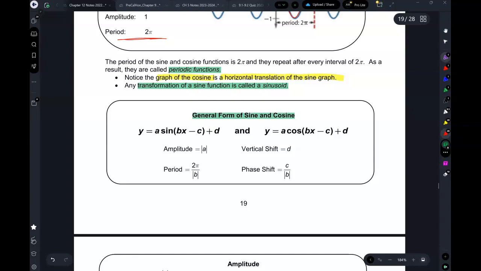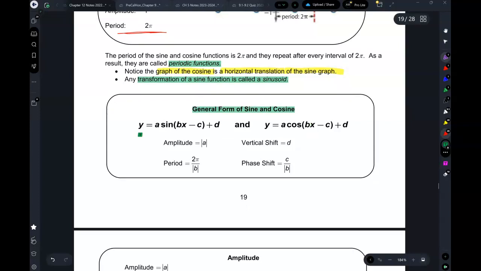Standard form of sine and cosine, or general form rather. So here we go. This is it in all its glory. y equals a sine(bx minus c) plus d. Okay, so x and y are the variables. The rest of these, the a, the b, the c, the d, are all constants that have a purpose in this function, just like we saw in parabolas, right? Like plus h, minus k, this, that, okay?